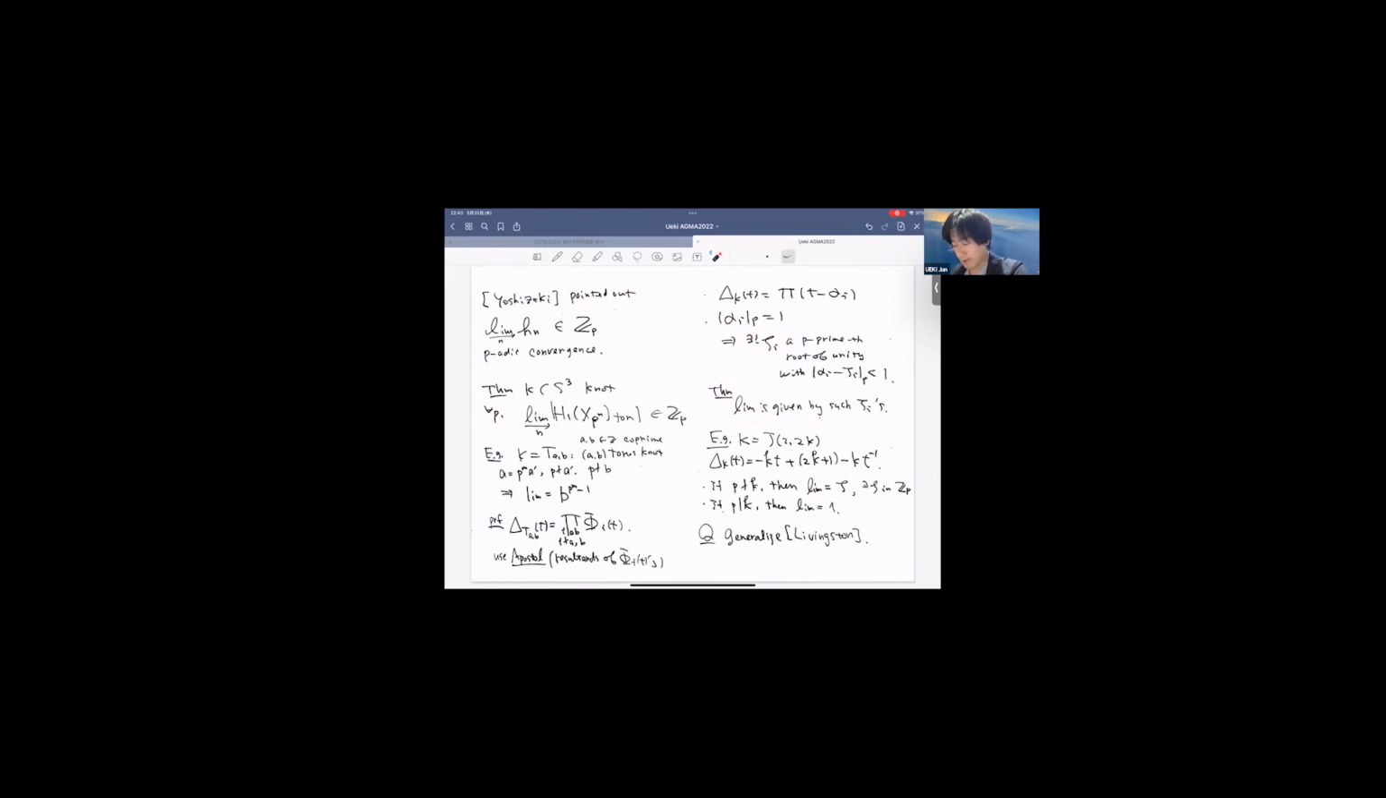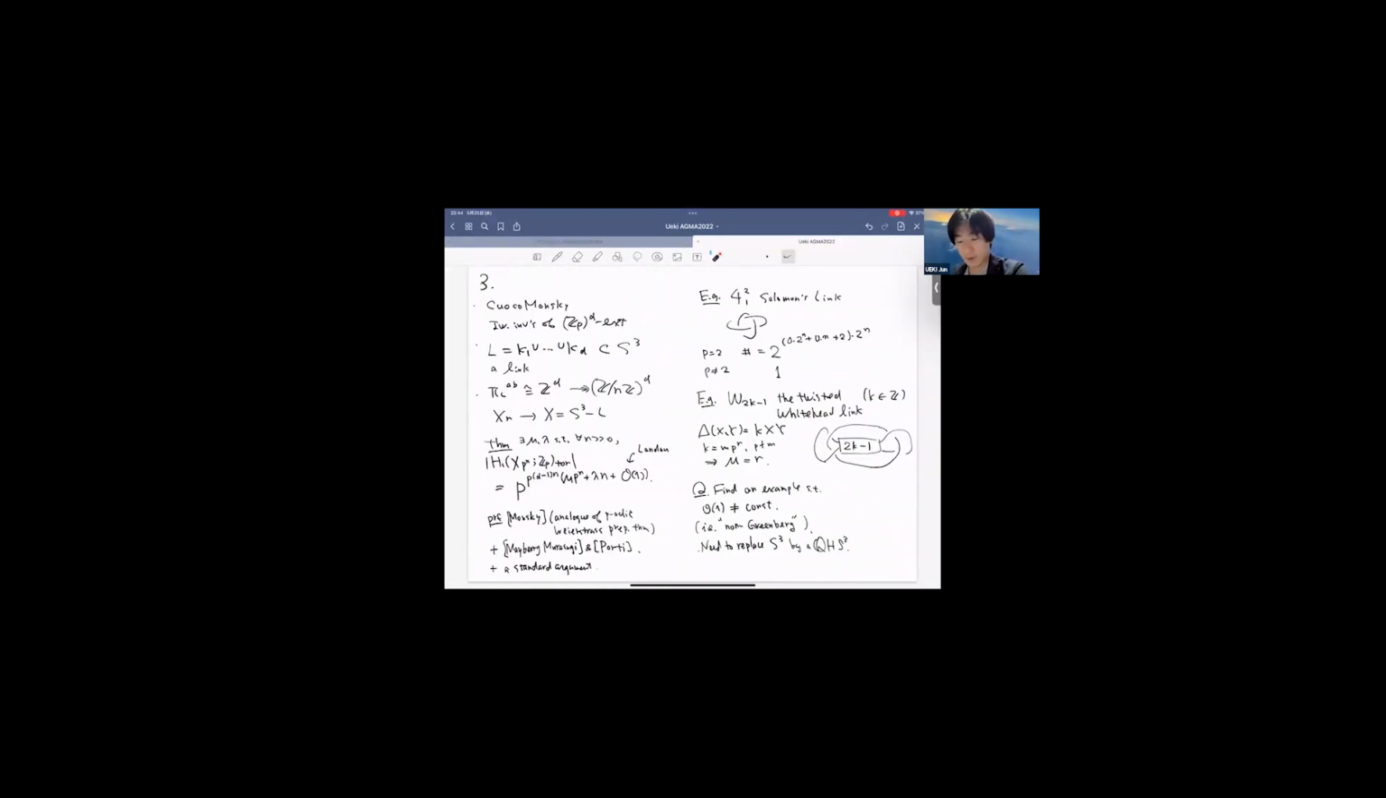For example, if K is the twist knot, then we have the Alexander polynomial in this form. If p does not divide k, then the limit value coincides with a certain root of unity in Z_p. And if p divides k, then the limit value is 1. We have many further questions, and one of the most interesting might be a generalization of Livingston's result for such limit values.